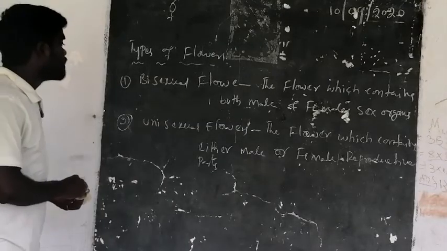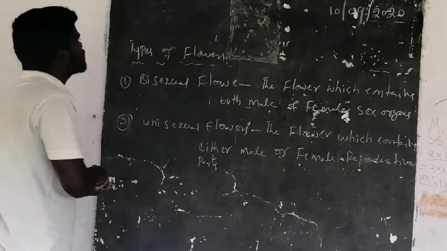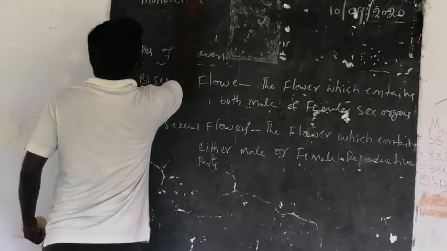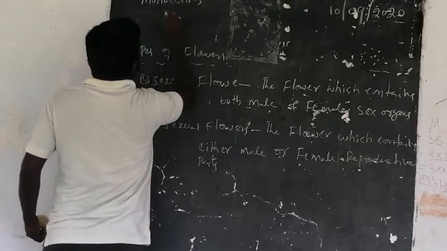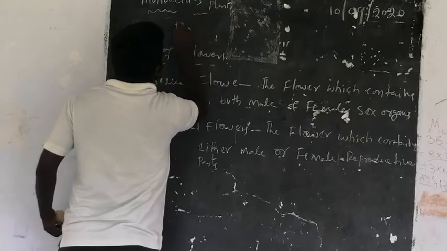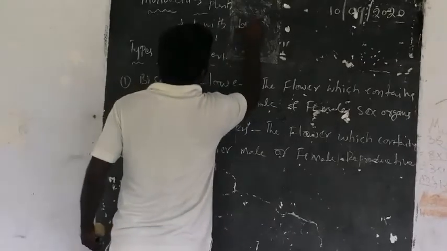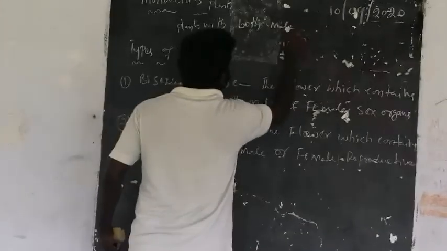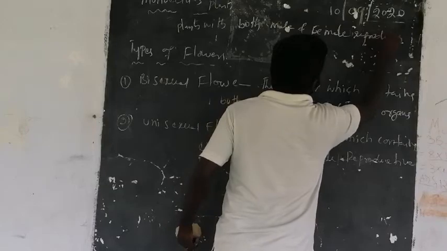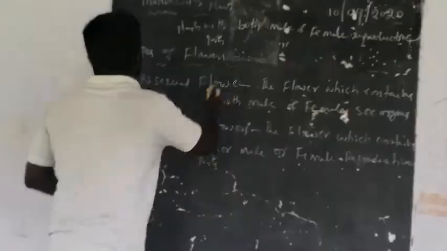And coming on to the plants, monoecious plants and dioecious plants. Monoecious plants. Plants with both male and female reproductive parts are called monoecious plants.